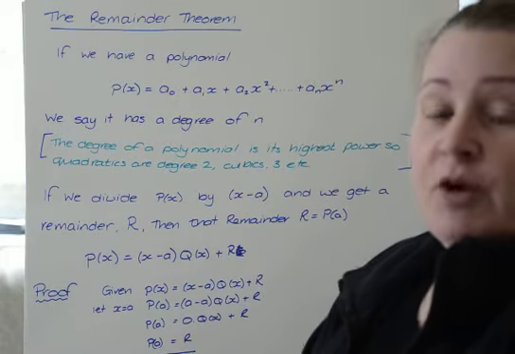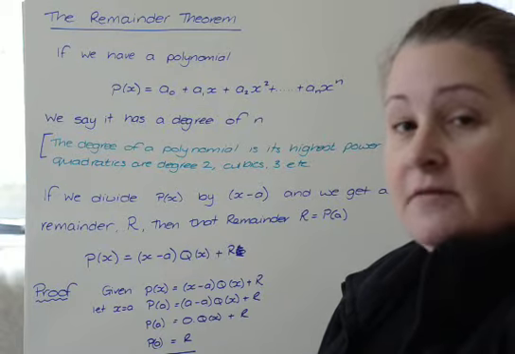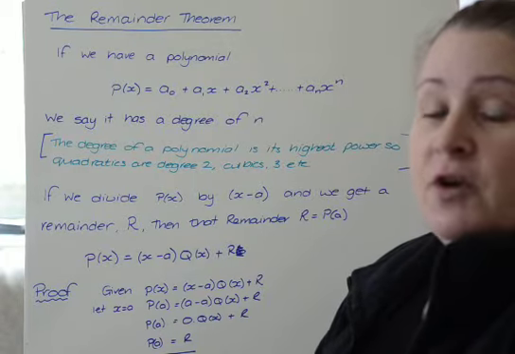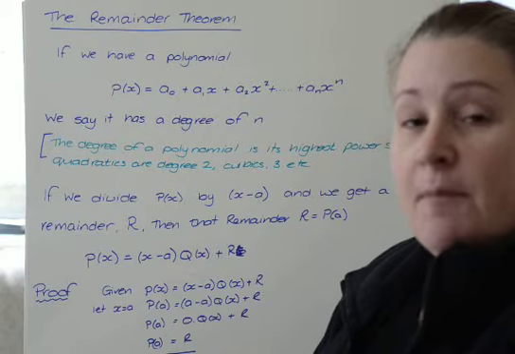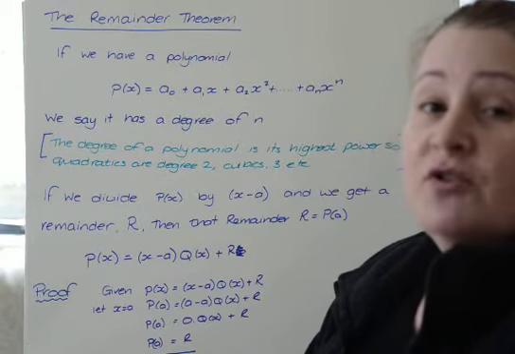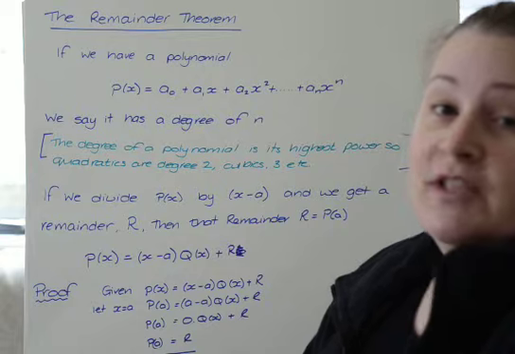Now, we would say that polynomial has a degree of n, so the degree of a polynomial is always the highest power that's in there. So quadratics have got a degree of 2, cubics 3, quartics 4 and so on.